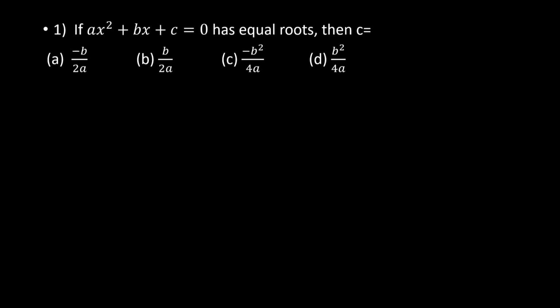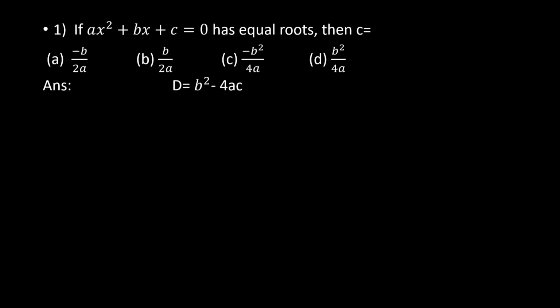Problem. If ax square plus bx plus c is equals to 0 has equal roots, then c is equals to. Options are minus b by 2a, b by 2a, minus b square divided by 4a, b square minus 4a. Here they said that we have an equation and they are asking what is the value of c. Now I'll take the discriminant formula. What is that? B square minus 4ac.